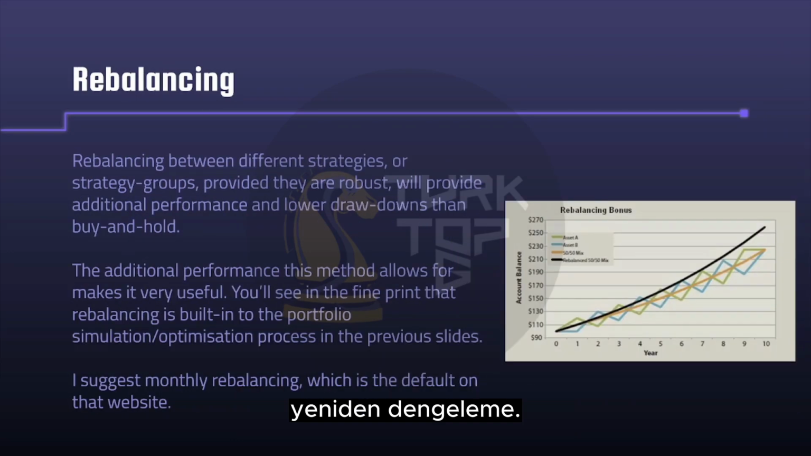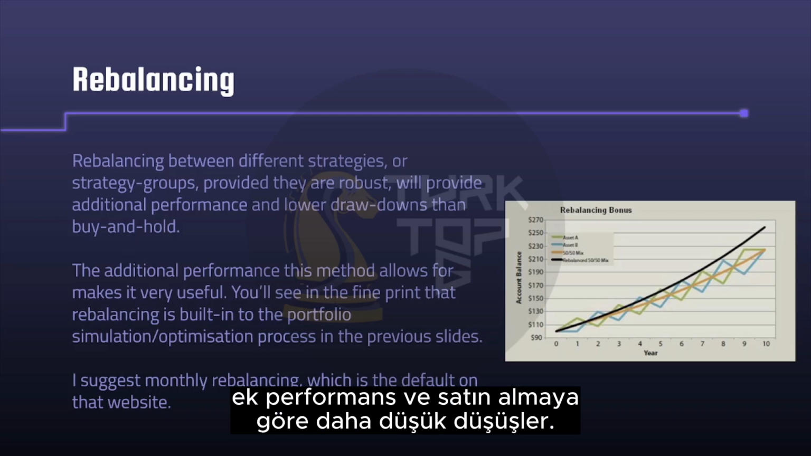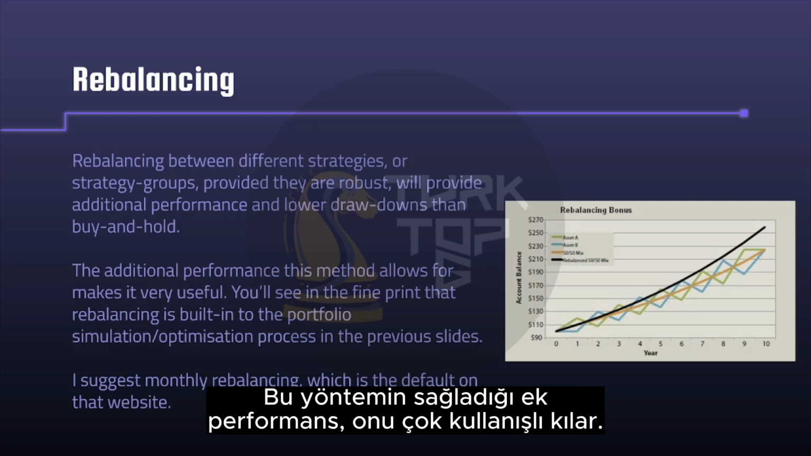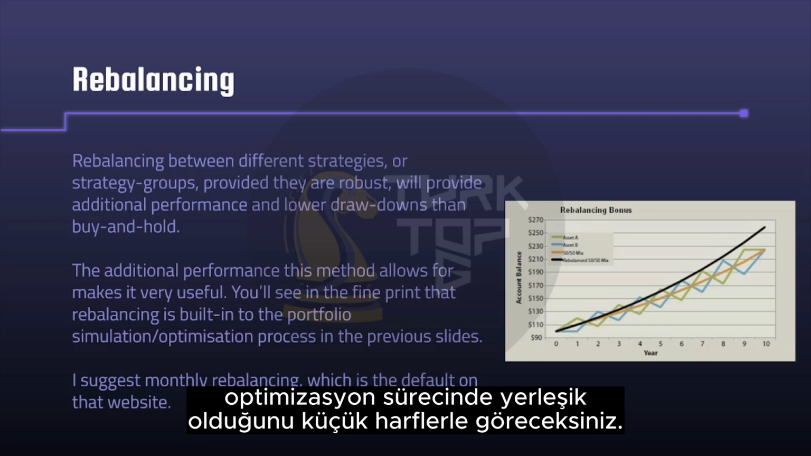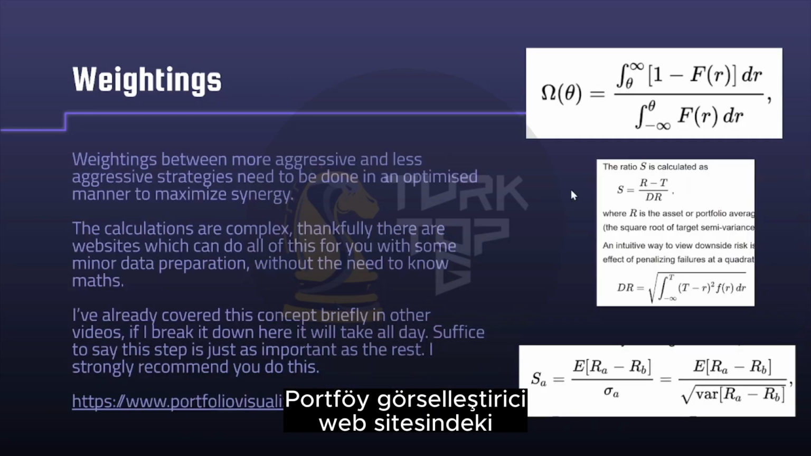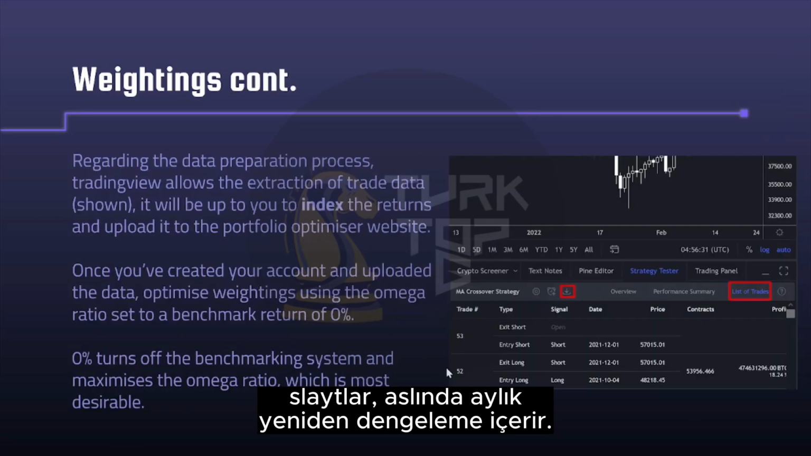Rebalancing. So rebalancing between different strategies or strategy groups, provided they are robust, will provide additional performance and lower drawdowns than buy and hold. The additional performance this method allows for makes it very useful. You'll see in the fine print that rebalancing is built into the portfolio simulation and optimization process in the previous slides. On the Portfolio Visualizer website, it actually incorporates monthly rebalancing.